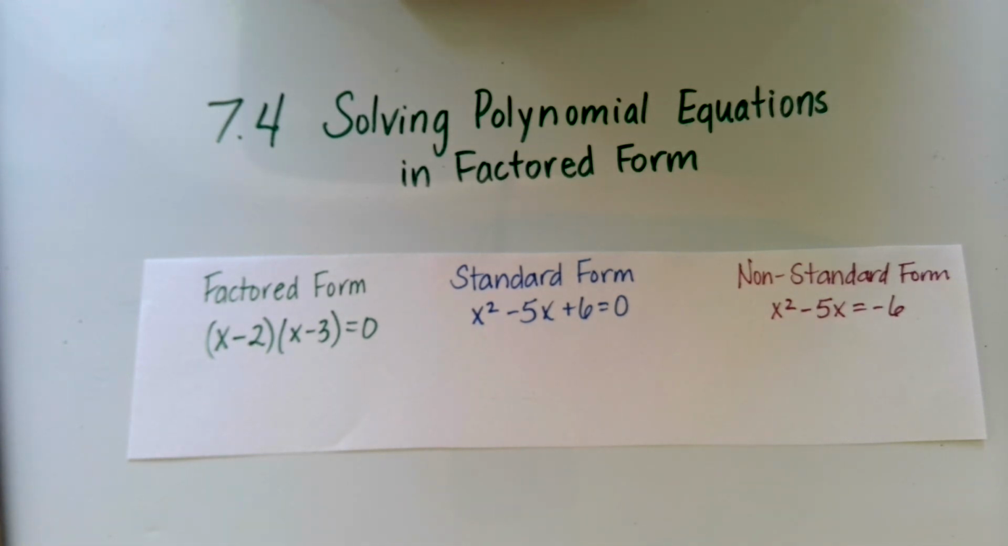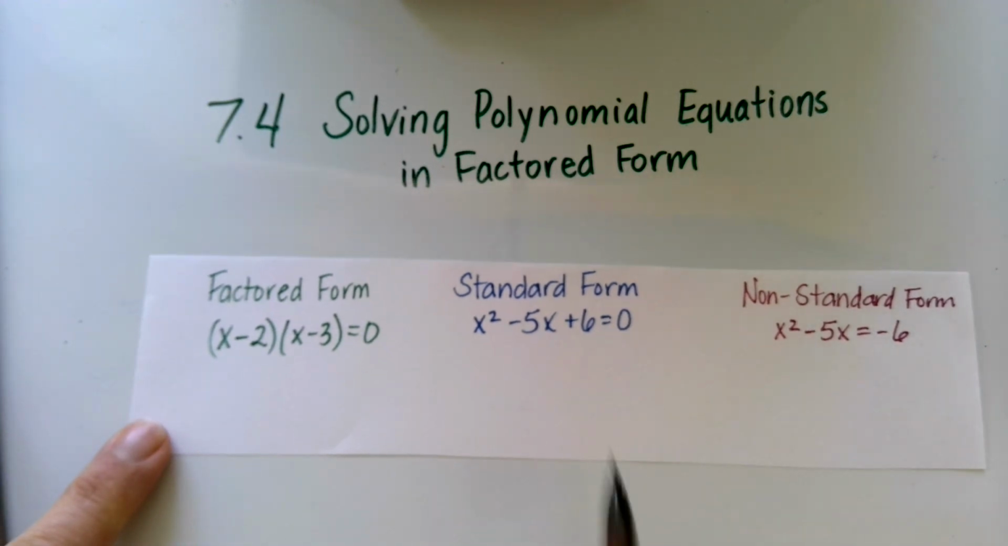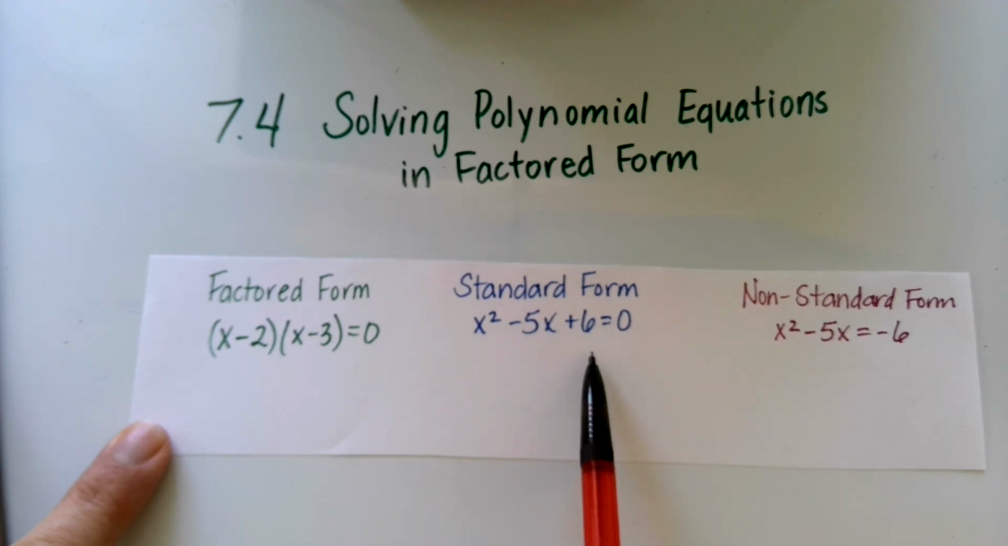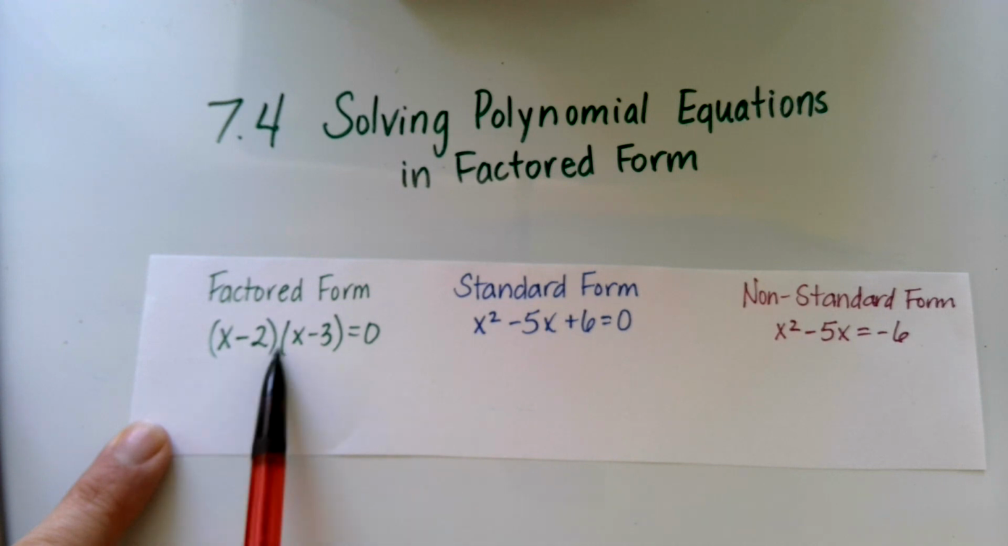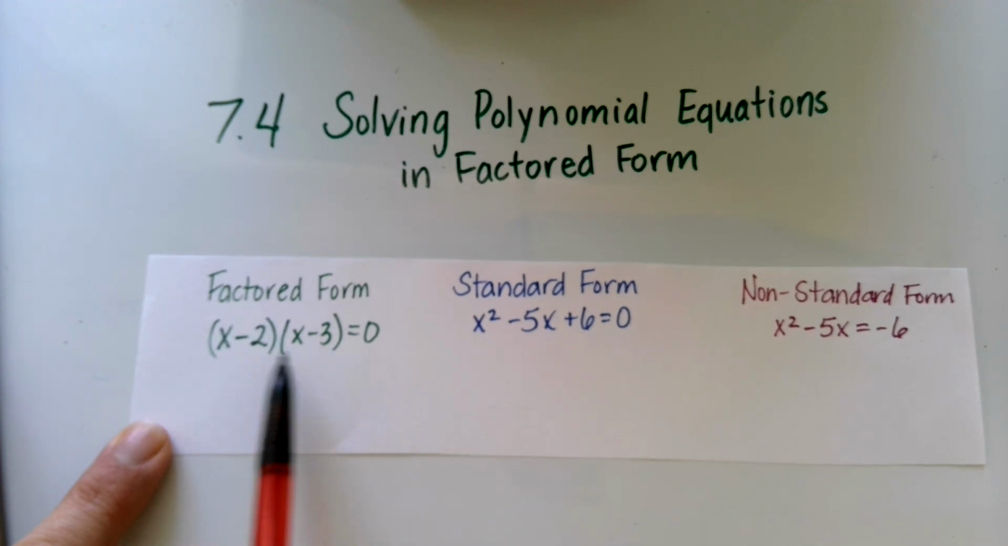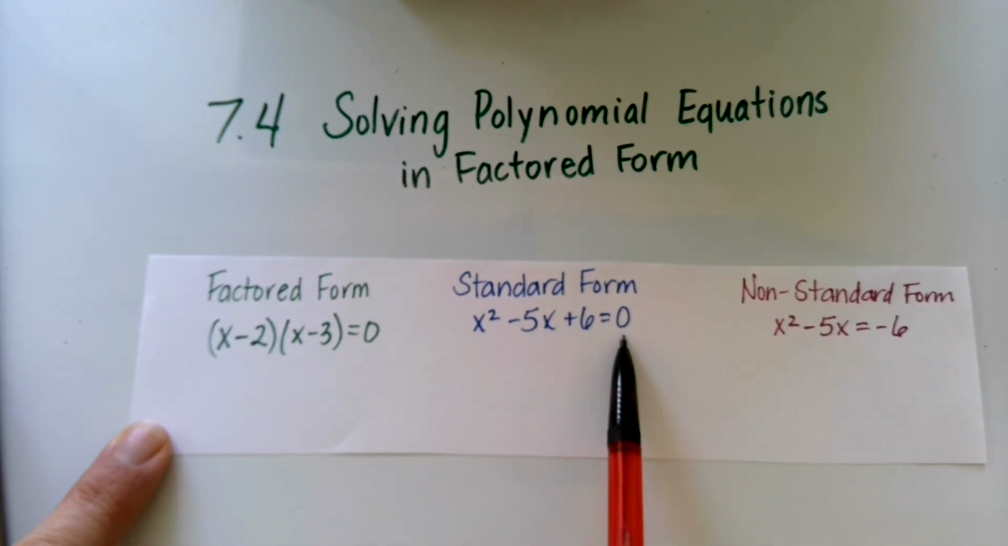Hi guys, this is Algebra 7.4. We're learning about solving polynomial equations in factored form. So first off, what is factored form? Factored form is when you take standard form and break it down into its factors, the two parts that could be multiplied together to give you this standard form.